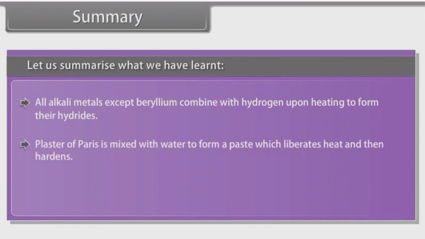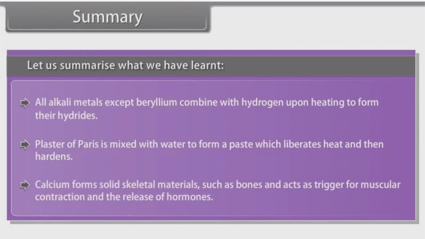Plaster of Paris is mixed with water to form a paste which liberates heat and then hardens. Calcium forms solid skeletal material such as bones and acts as trigger for muscular contraction and the release of hormones.